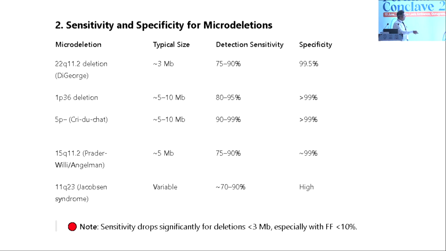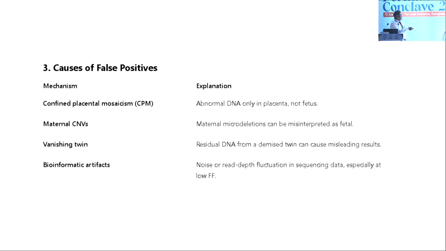But now you look around in here: if the area of microdeletion under evaluation is less than 3 MB and the fetal fraction is 10%, the sensitivity drastically drops down. For microdeletions also we can have a CPM, but try to look around in here. Maternal microdeletions can be misinterpreted as fetal, right? So what we have identified is that with NIPT for microdeletions, if they turn out to be positive, 65% are false positives.